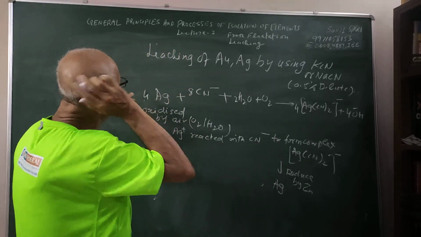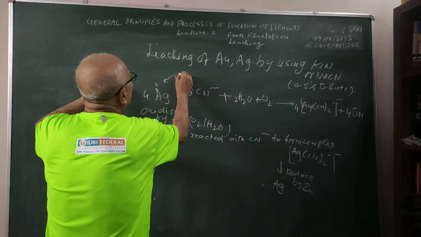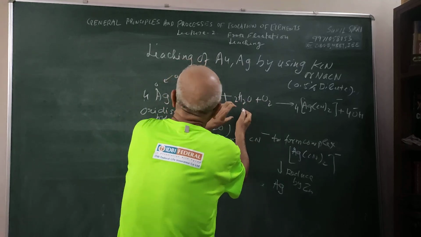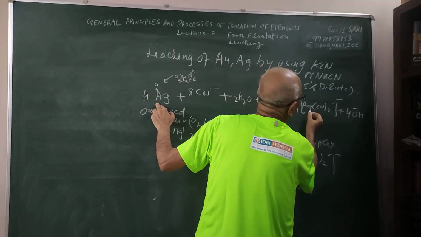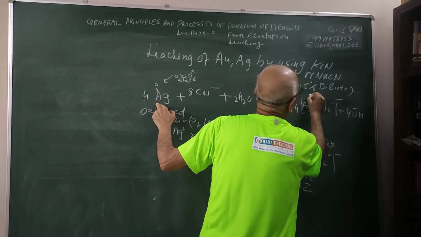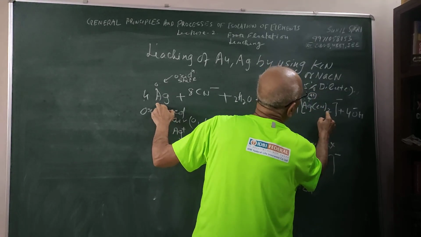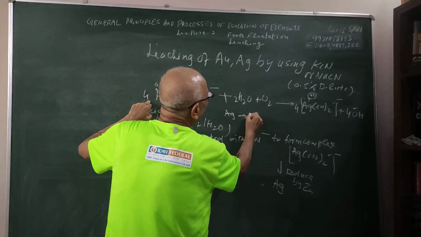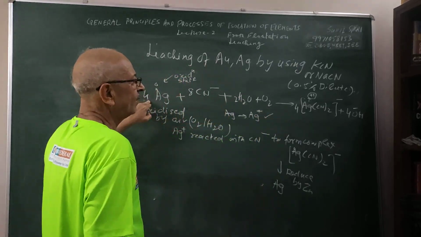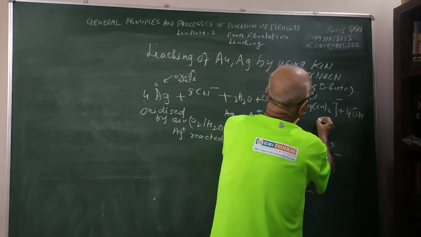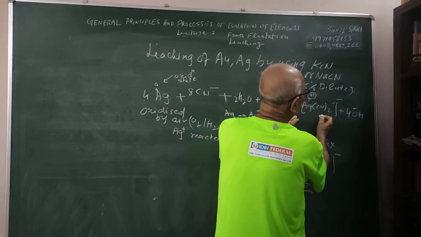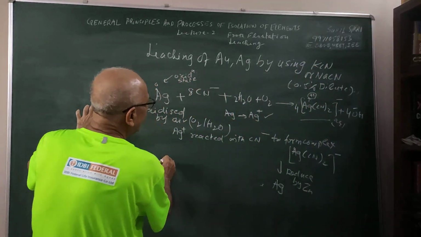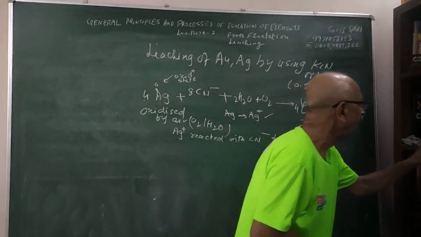Now here, what has happened? The silver is in zero oxidation state, and oxygen and water are oxidizing silver. What is the oxidation state of silver here? This silver is in +1 oxidation state, as you can see. 2CN- is -2. So silver is oxidized from 0 to +1 oxidation state in this case. Now this is your complex, which is a dicyanoargentate complex. The dicyanoargentate complex is formed, and you can see that we can recover the silver from this.